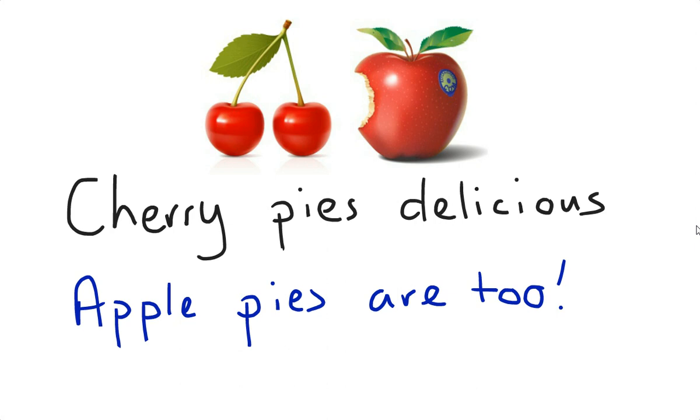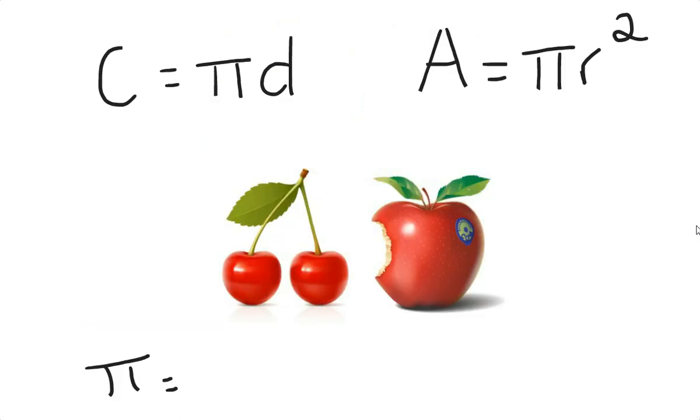All I'm going to say to you is: cherry pies delicious, apple pies are too. This may sound silly, but hopefully this will remind you of the formulas that you need to learn. See if you can link this saying, cherry pies delicious, apple pies are too, to the two sayings that you can see here.